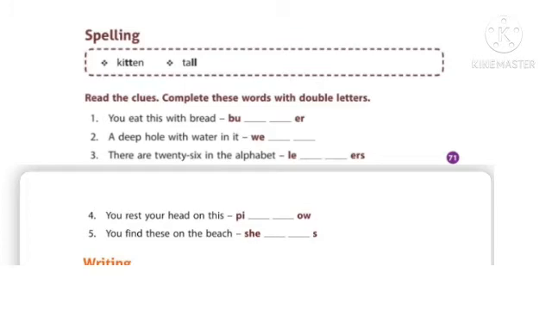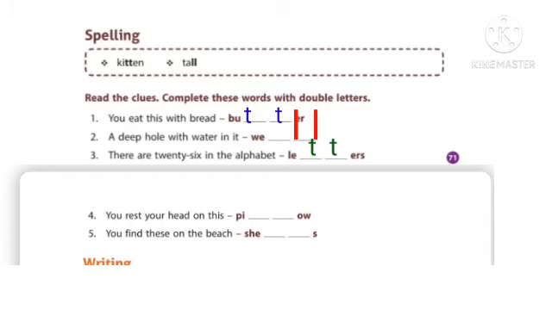The first sentence: you eat this with bread, B-U dash dash E-R. Which is that word? Yes, butter. So what is the spelling? B-U-T-T-E-R, butter. Second one: a deep hole with water in it, that we can call W-E dash dash. What is that? Well. So what is the spelling? W-E-L-L. Third one: there are 26 in the alphabet, L-E dash dash E-R-S. So what is that word? Letters. So what is the spelling?